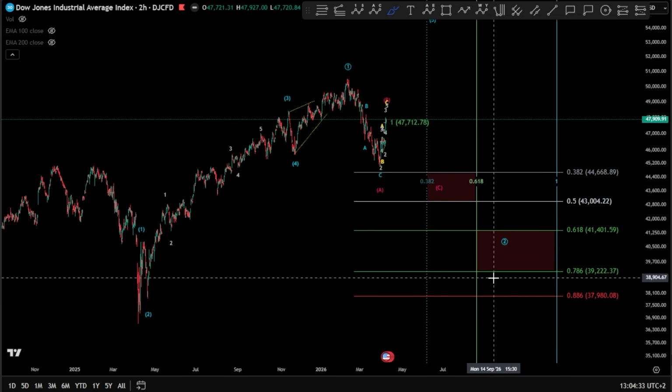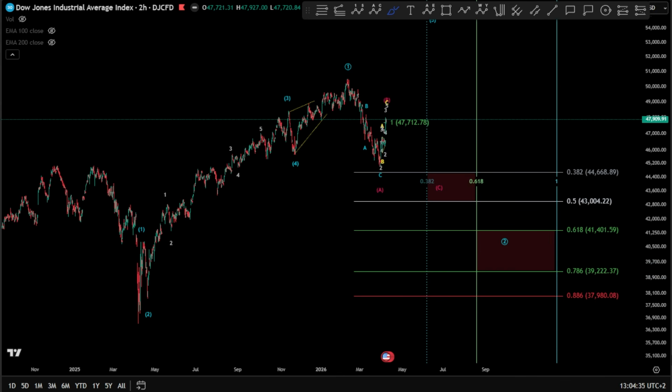That was it for the US stock indexes, NASDAQ's, SPX, and Dow Jones.